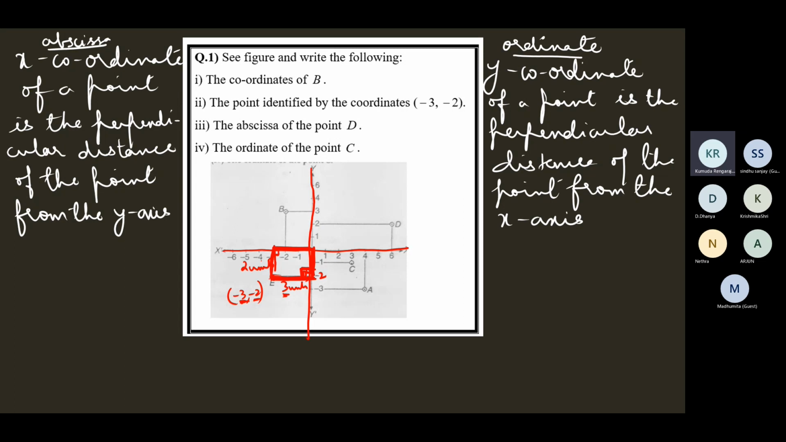The x-coordinate of a point represents the perpendicular distance of the point from the y-axis. The y-coordinate of a point represents the perpendicular distance of the point from the x-axis. Y-coordinate, x-axis. X-coordinate, y-axis. Please make a note of that, children. We'll take another example, and register that clearly.